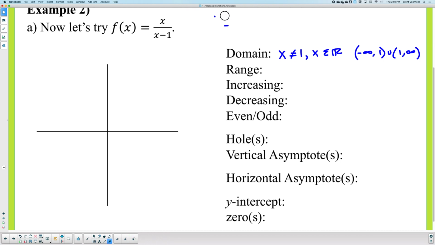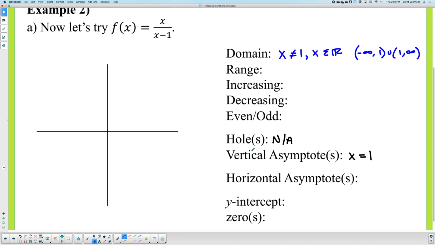You can't cancel terms, is what that's called. You can only cancel if it's a full factor. So since nothing cancels, it's not a hole. A hole comes from a removable discontinuity. We'll remove it if they cancel. So there's not a hole. So if it's not a hole, what is that discontinuity? It's got to be a vertical asymptote. So we have a vertical asymptote at 1.